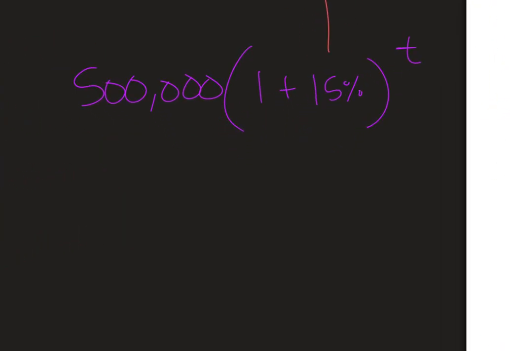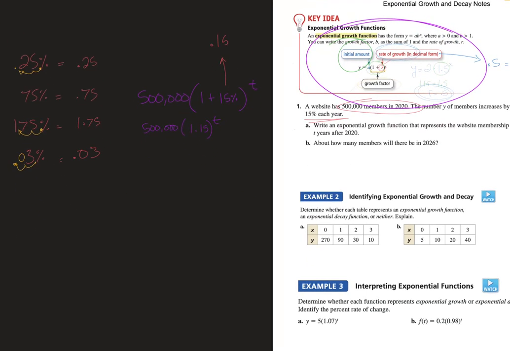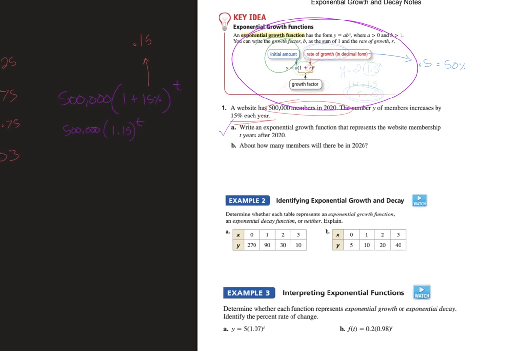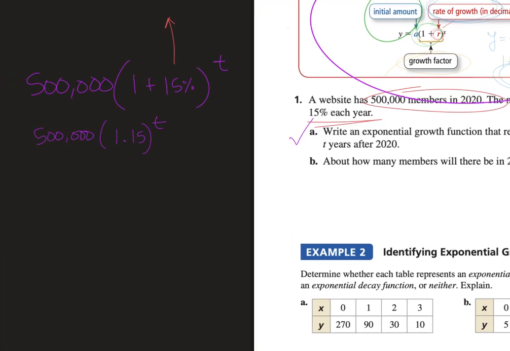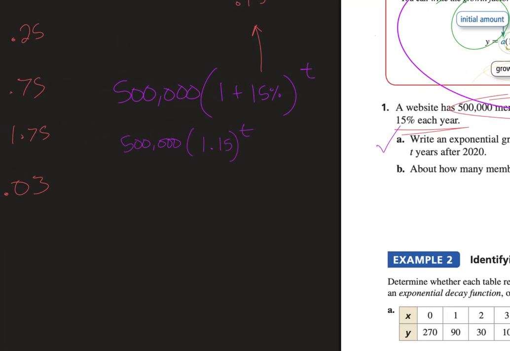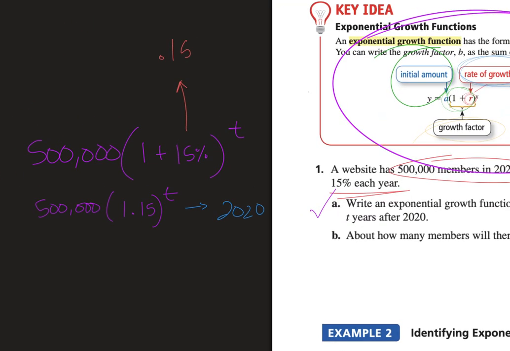So what we're going to have here instead of 1 plus 15% is 500,000 times 1.15 to the t power. And now we have satisfied this part right here, where it's write an exponential growth function that represents the membership. Now they want to know how many members there will be in 2026. Well, this represents 2020. So basically 6 years later.